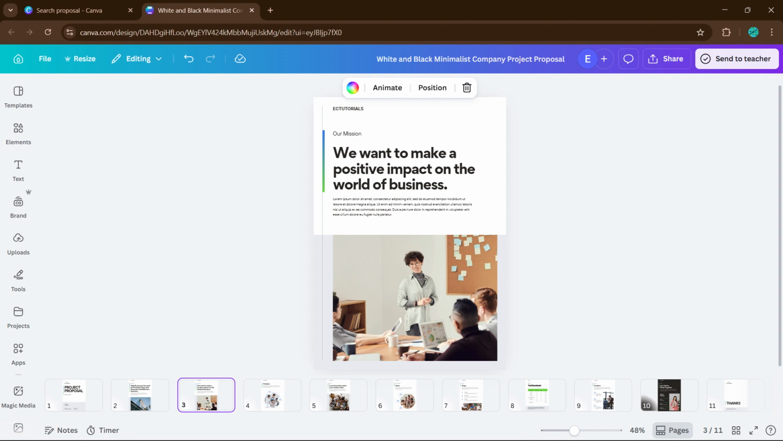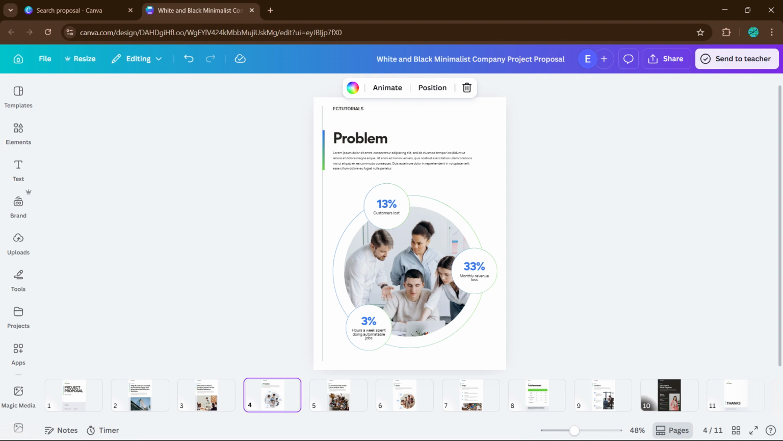After that comes the problem statement. This section explains the issue that needs to be solved. For example, a company may have low online visibility, inefficient bookkeeping, or poor customer engagement. Identifying the problem clearly helps the client understand why the proposal matters.